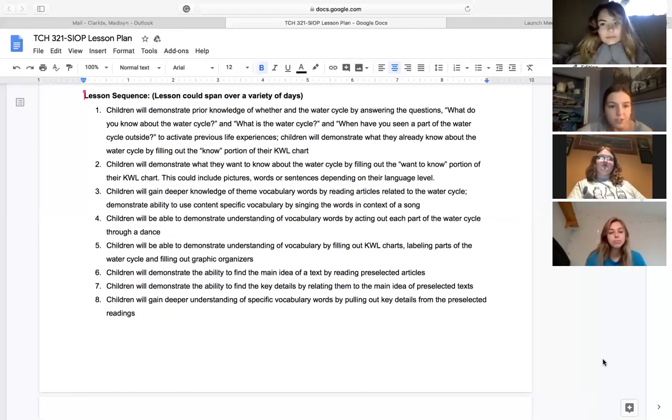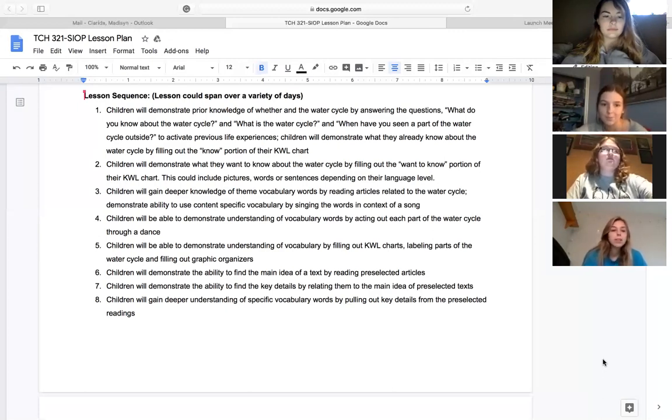And then number 4, children will be able to demonstrate understanding of vocabulary words by acting out each part of the water cycle through a dance. And so even if they can't verbally in their L2 say the definition of the different words, they're still able to demonstrate their knowledge by acting it out. So our 5th one is children will be able to demonstrate understanding of vocabulary by filling out their KWL charts, labeling parts of the water cycle, and filling out graphic organizers. So that's like multiple different ways to show their understanding of the vocab from the unit.